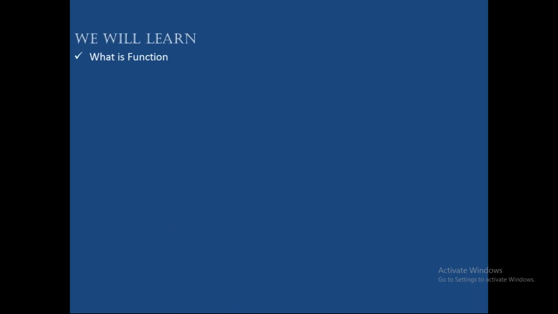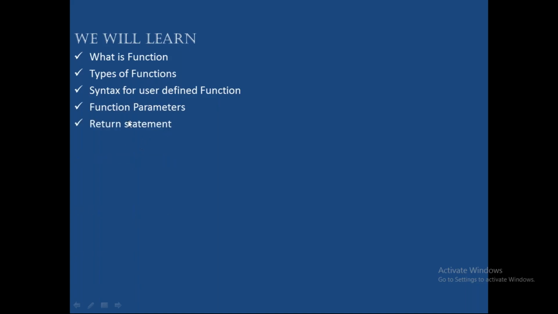So in today's session, we will learn what a function is and the types of functions available in Python, and the syntax for a user-defined function. Then we will talk about function parameters, the different ways you can pass parameters to functions, and return statements. A return statement means the function will execute your logic and return the final result. How to return, and what are the different ways? In Java and other languages we can return a single value, but in Python we can return multiple values.